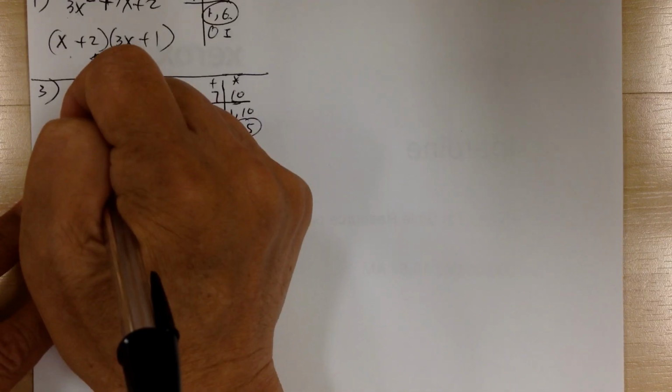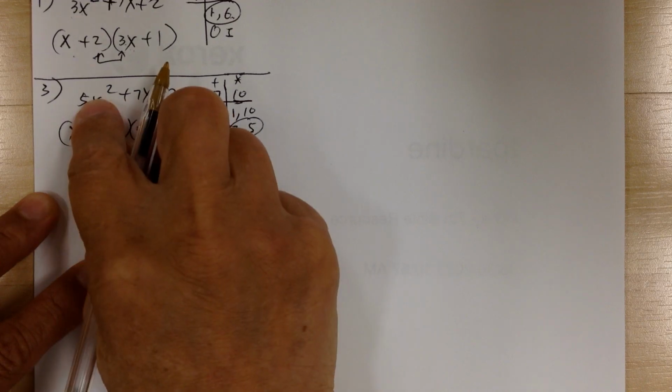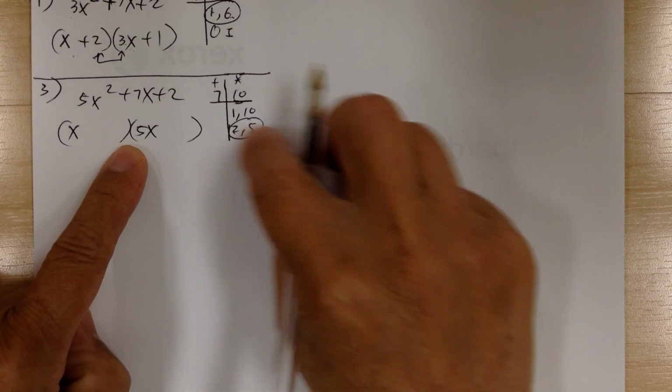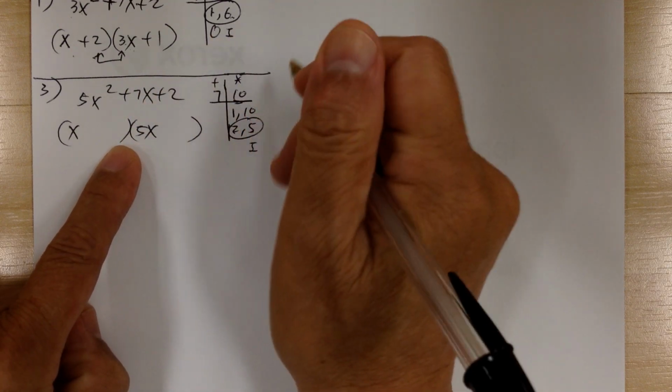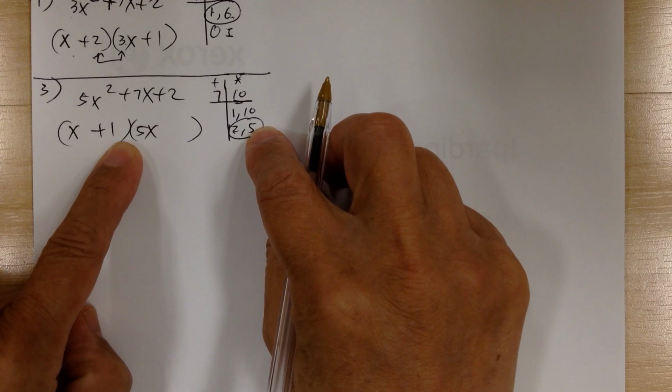So you have to undo the first term. So you go x and 5x. X times 5x give you 5x squared. So now to look which one is the inside. Well, this is the one that's multiple of that. So this would be the inside. So it would be plus 1. 5 times 1 give you 5. Okay, so this is the inside.